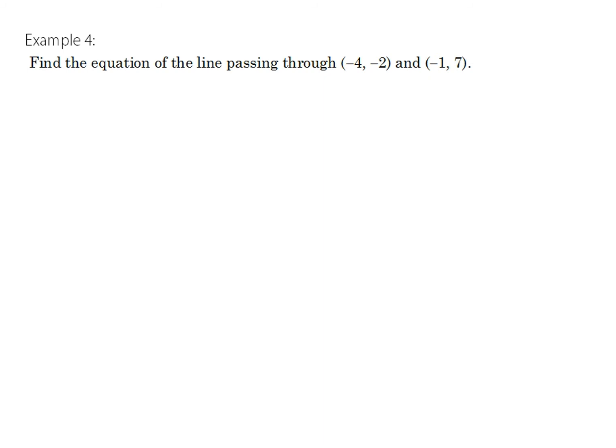Example 4, we have 2 points, neither of which is the y-intercept. So I'm going to use gradient point form, but I'm going to need to calculate the gradient first, obviously. So rise over run, change in y over change in x. So 7 minus minus 2 is 7 plus 2, which is 9, over 1 minus minus 4, which is -1 minus minus 4, which is -1 plus 4, so 3. So my gradient is 3.